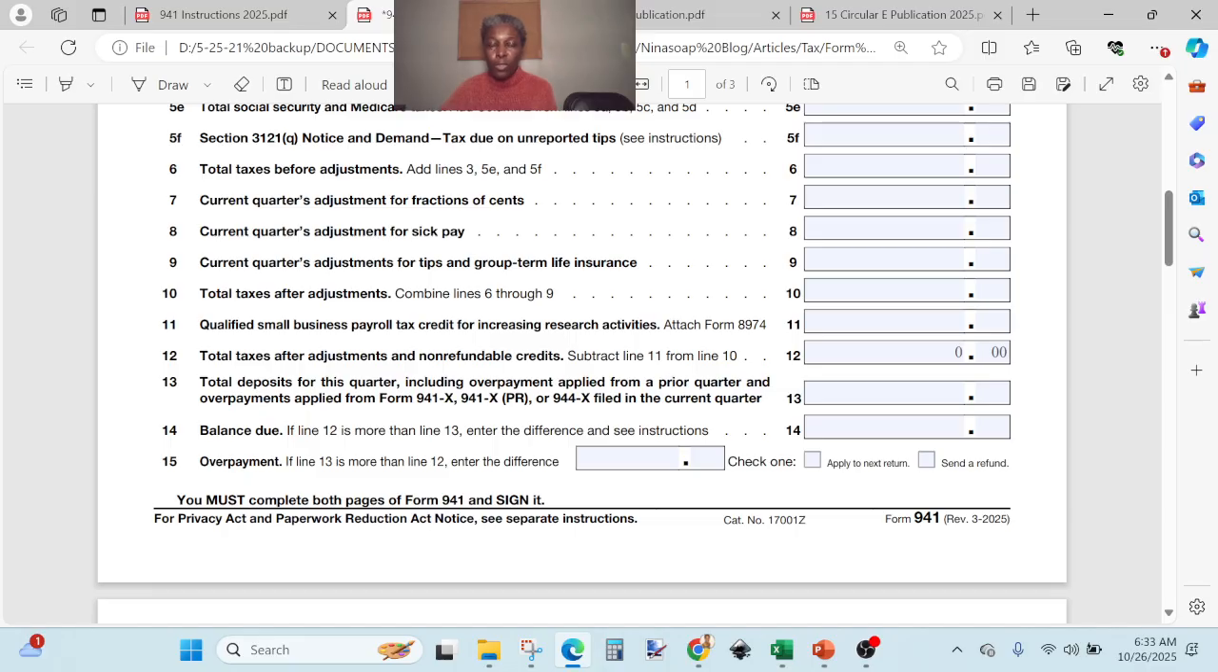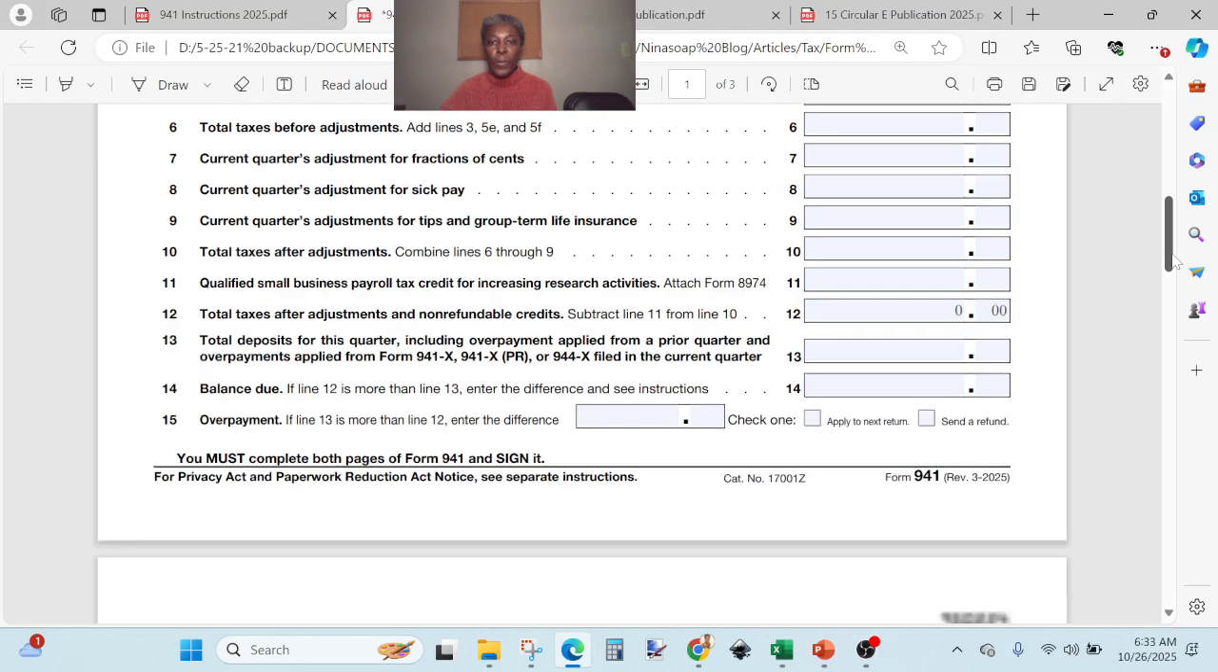But again, no wages, no taxes, no deposit. We leave line 13 blank, assuming it's 0. Because 0 minus 0 is 0, we are going to leave line 14 blank, line 15 blank, and you do not check any box here. So that is Form 941, page 1 completed.